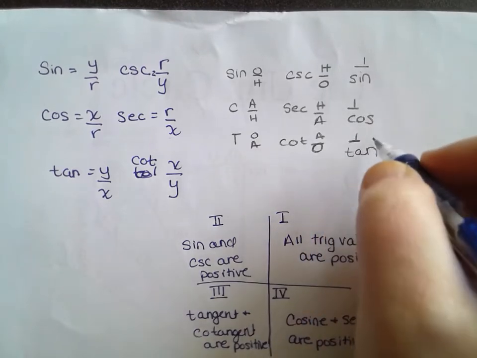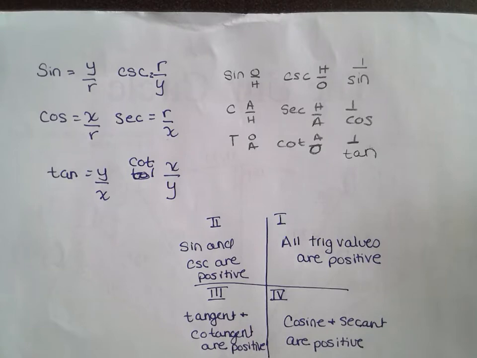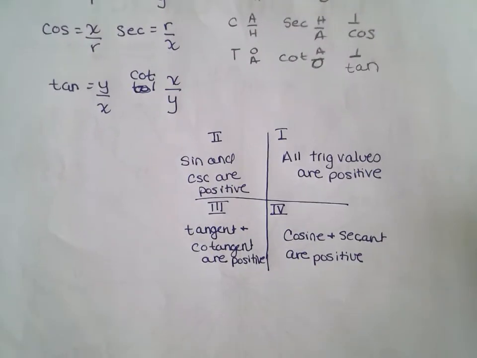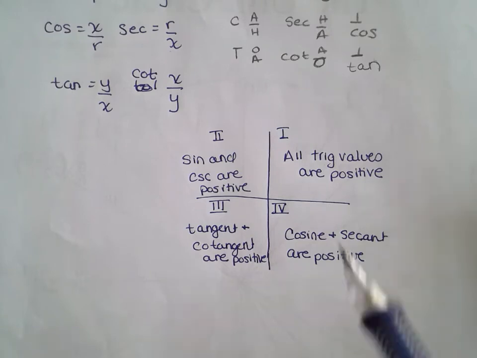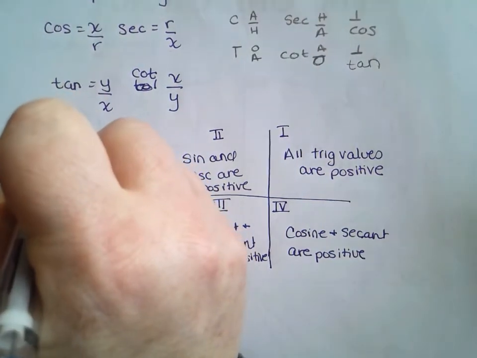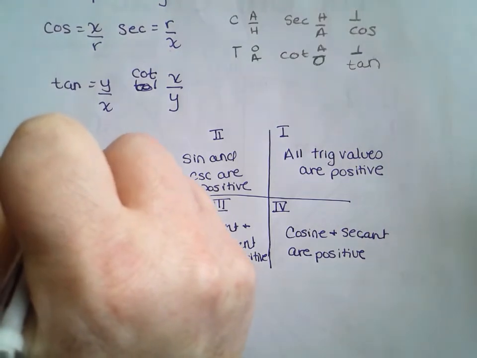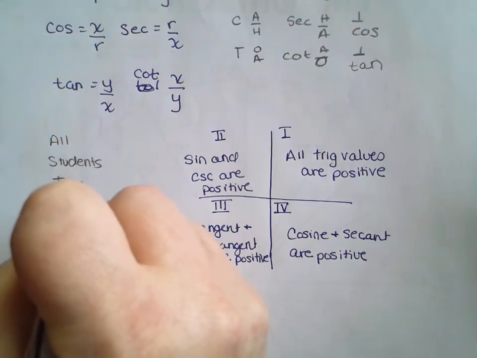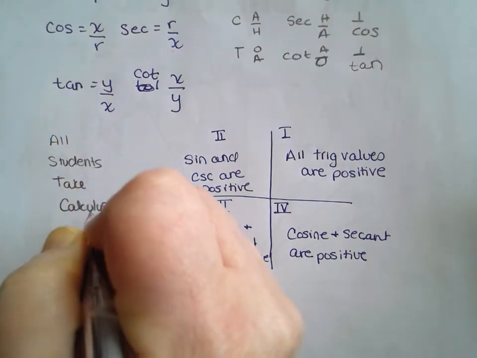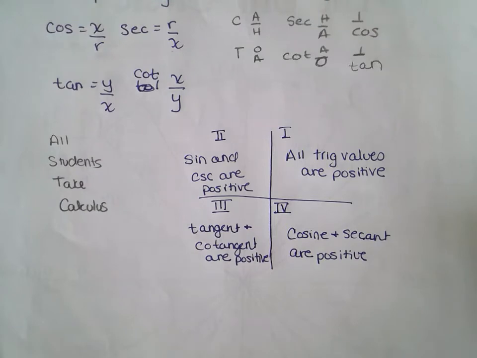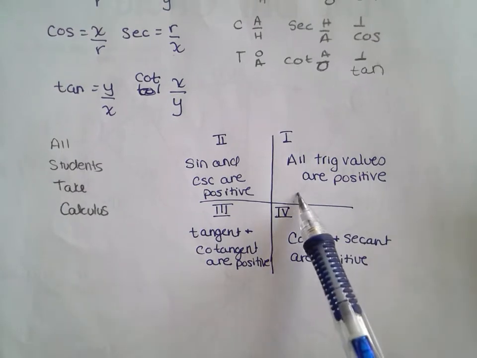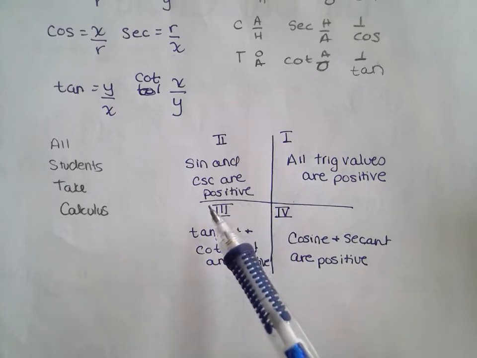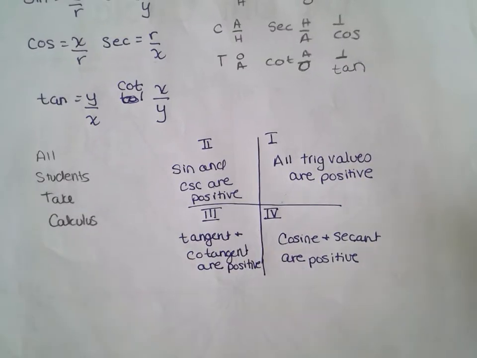Okay, so also you need to remember where everything is positive. So remember I used "All Students Take Calculus" as a way of helping you guys remember that all trig values are positive in the first quadrant, sine and cosecant are positive in the second quadrant, tangent and cotangent in the third, and cosine and secant are positive in the fourth quadrant. Okay?